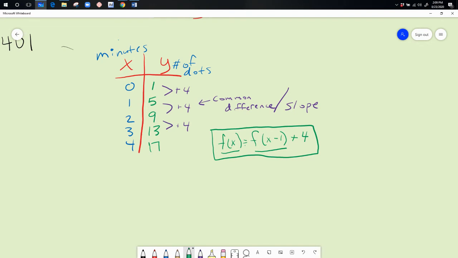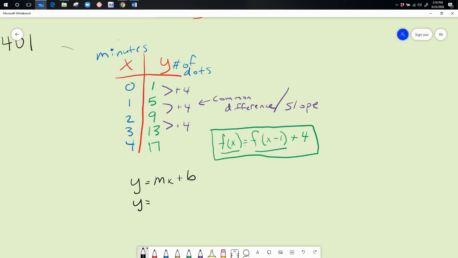All right, and the one that we like the most is the form that you guys are most familiar with. This is where linear comes in, y equals mx plus b. We know if we're adding the same number every time, that's what makes it arithmetic. That's what makes it linear, is that we have a common difference. We're adding the same number every time, and then we can automatically put it in the form y equals mx plus b.